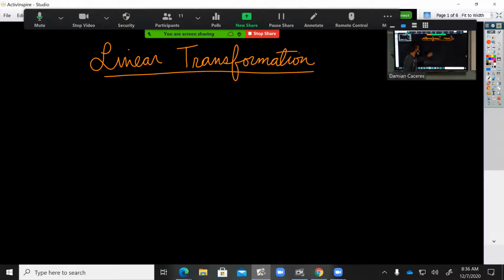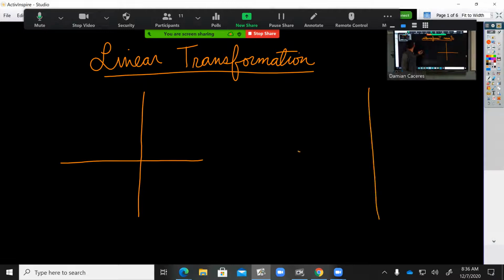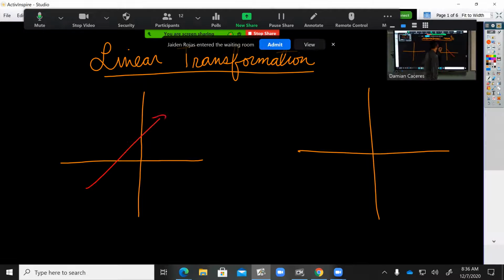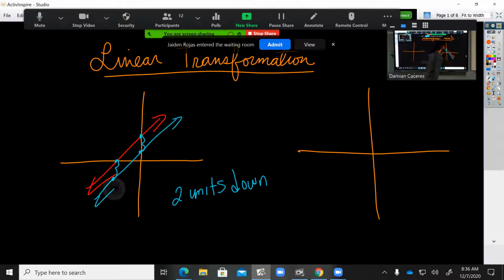So linear transformation is simple. All you're trying to do is come up with an equation of a line after you move it. For example, let's say you start off with this line and you want to move it 2 units down. Then you grab any 2 points and move them 2 units down. Draw your new line. So the goal of this lesson is to come up with the equation of the new line, of that blue line. You with me?